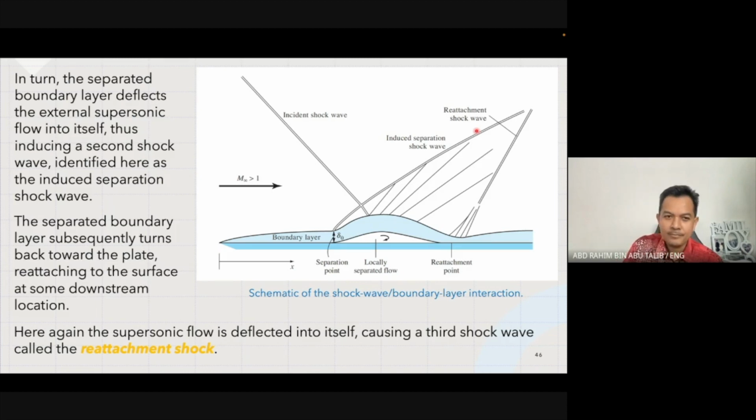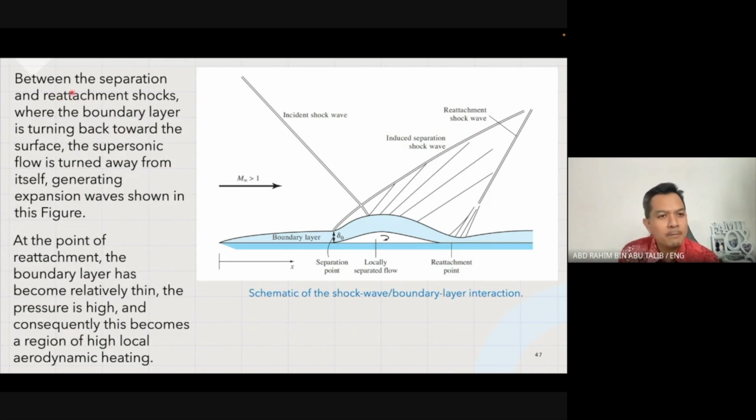Okay. So what actually happened between the separation shock and the reattachment shock, where the boundary layer is turning back toward the surface, the supersonic flow is turned away from itself, generating an expansion wave. As you can see here, there are expansion waves generated. So that's why it is quite complicated, quite complex.